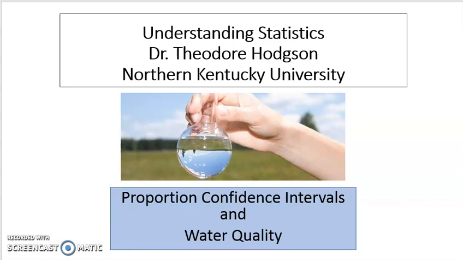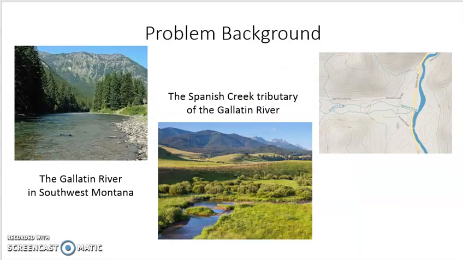And here's the setup. This is a problem that occurred in southwest Montana, which is where I used to live. In southwest Montana, there is a river called the Gallatin River. It flows out of Yellowstone Park, and that's the picture on the left. Flowing into the Gallatin River is a small creek called the Spanish Creek. It's a tributary of the Gallatin.